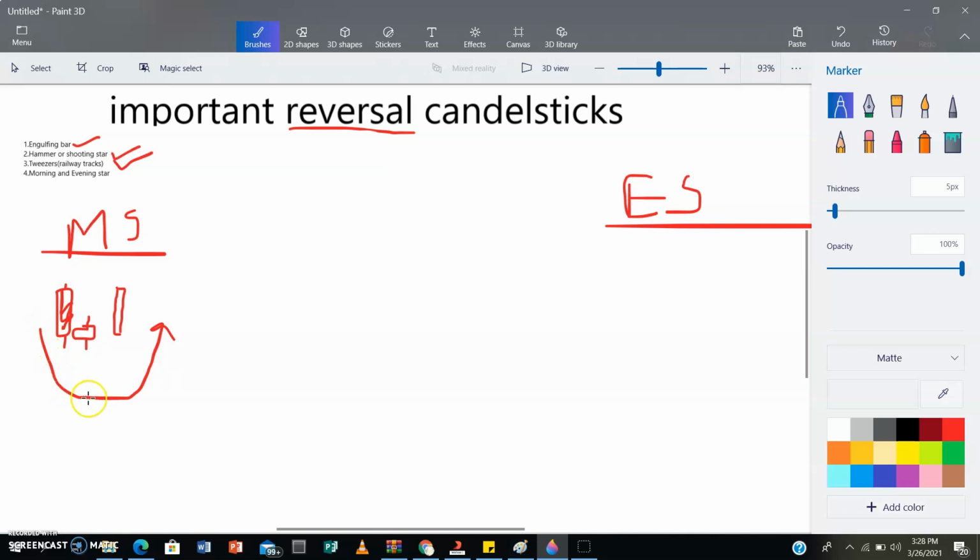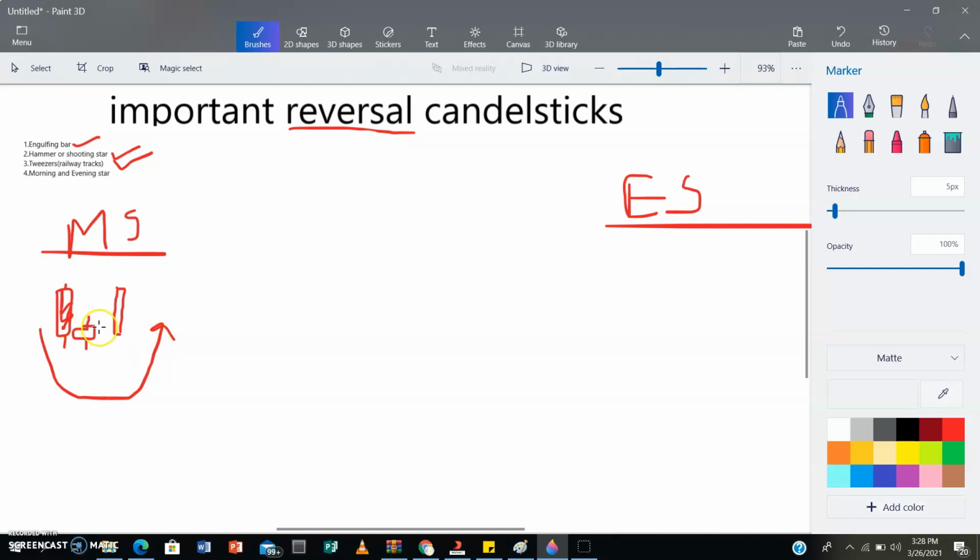Then we get to a point where there is now indecision, which is the small candlestick, which can be a doji or a small candlestick. And then there's now decision, which is this bullish candlestick. Then we start going up, right? I hope you understood that.